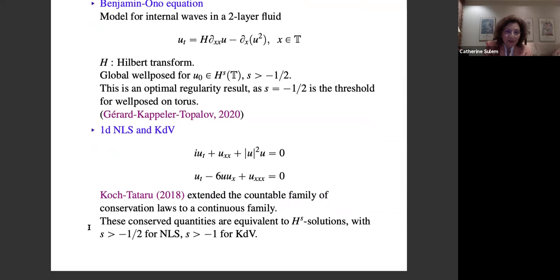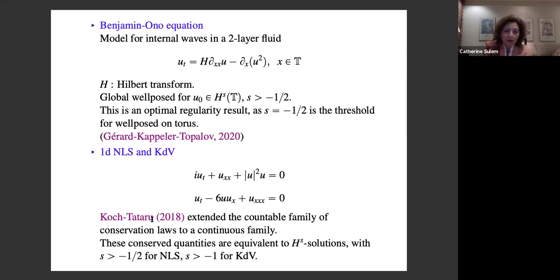Now, I thought I would also show this result by Koch and Tataru that concerns two equations: on one hand, 1D focusing NLS, and KdV. As we know, these two models are integrable by inverse scattering. The classical methods of inverse scattering show that these equations have a countably infinite number of conserved quantities. And Koch and Tataru extended this countable family of conservation laws to a continuous family. These conserved quantities are equivalent to HS solutions with s larger than -1/2 for NLS and larger than -1 for KdV.